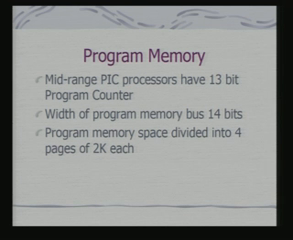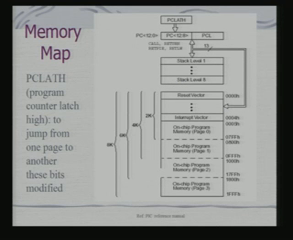The width of the program memory bus is typically 14 bits. 14 bits means this is the length of the instruction. And the program memory space is divided into 4 pages of 2K each. Let us see how this organization is really managed.